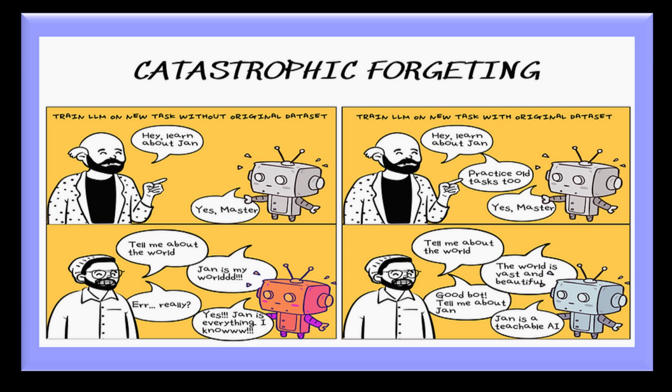To address catastrophic forgetting, continual learning techniques can be used, which help the model learn new tasks while maintaining its performance on old tasks. Approaches like selective updating and episodic memory are examples of techniques used to mitigate catastrophic forgetting. Now, what is selective updating?